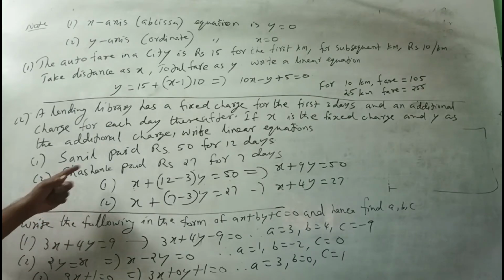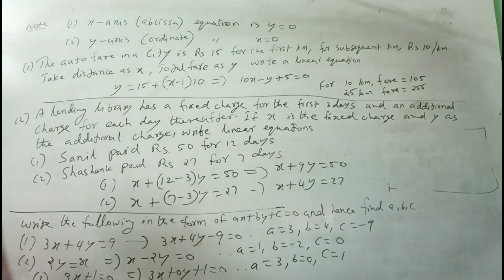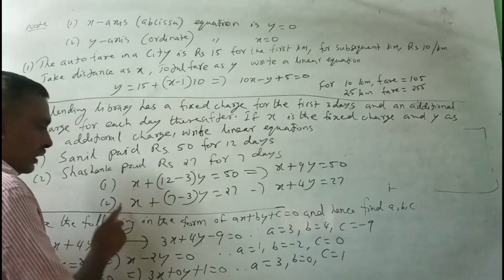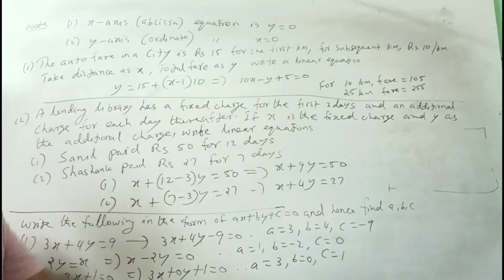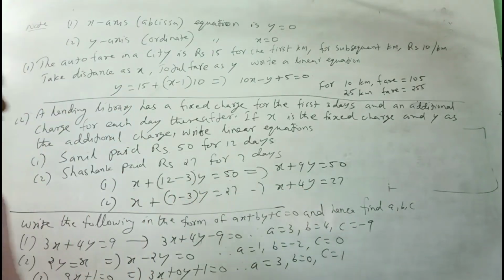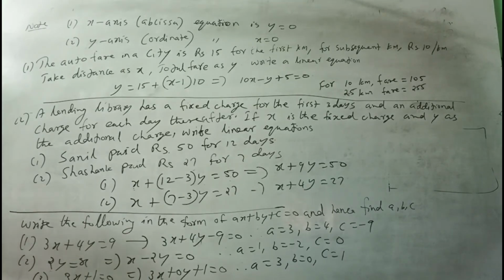And the second equation: Shashank paid rupees 27 for 7 days. So x, this is for 3 days, plus 7 minus 3 into y, that is x plus 4y is equal to 27. Questions like that you can expect in the examination.